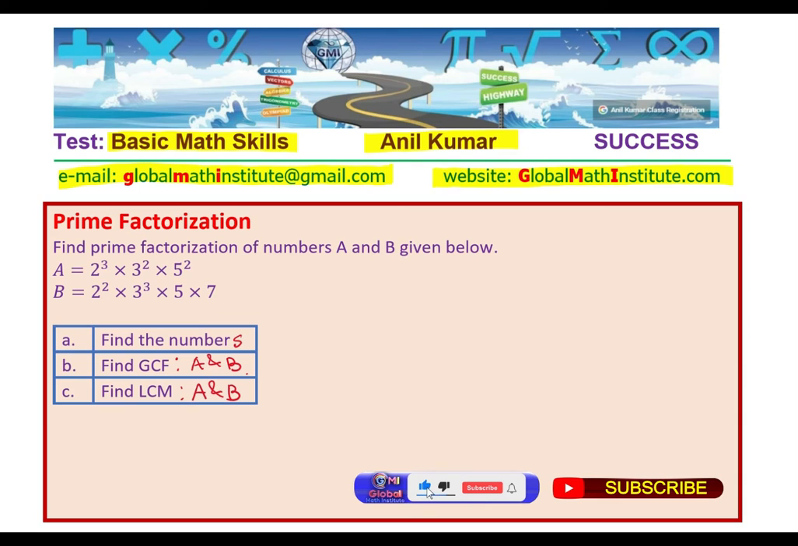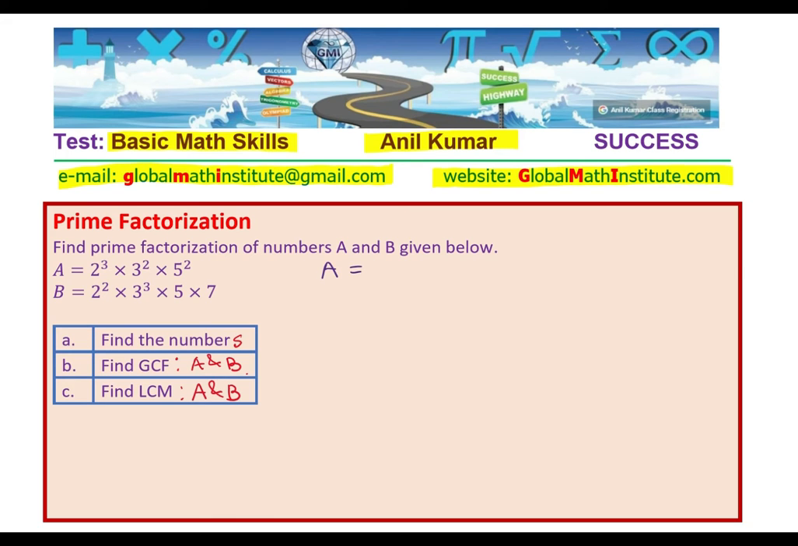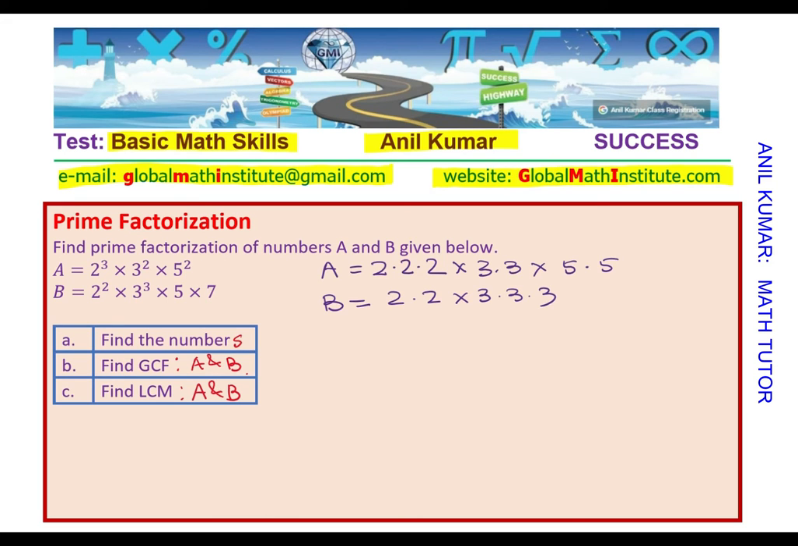So let me rewrite the numbers here, which is a equals to 2 cube. So 2 cube means 2 times 2 times 2, right? That is 2 cube times 3 square, which means 3 times 3, times 5 square, which means 5 times 5. Dot and multiplication are same. And for the number b, we have 2 square, 2 times 2, times 3 cube, 3 times 3 times 3, times 5, and times 7.